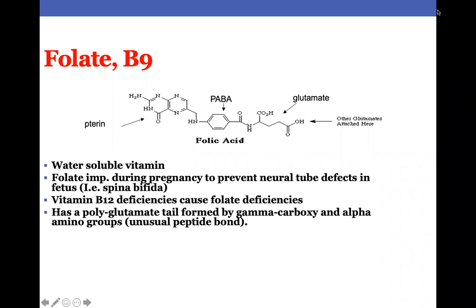Pyridoxal phosphate is the cofactor version of vitamin B6. Exactly. Yeah. So you guys already know this.